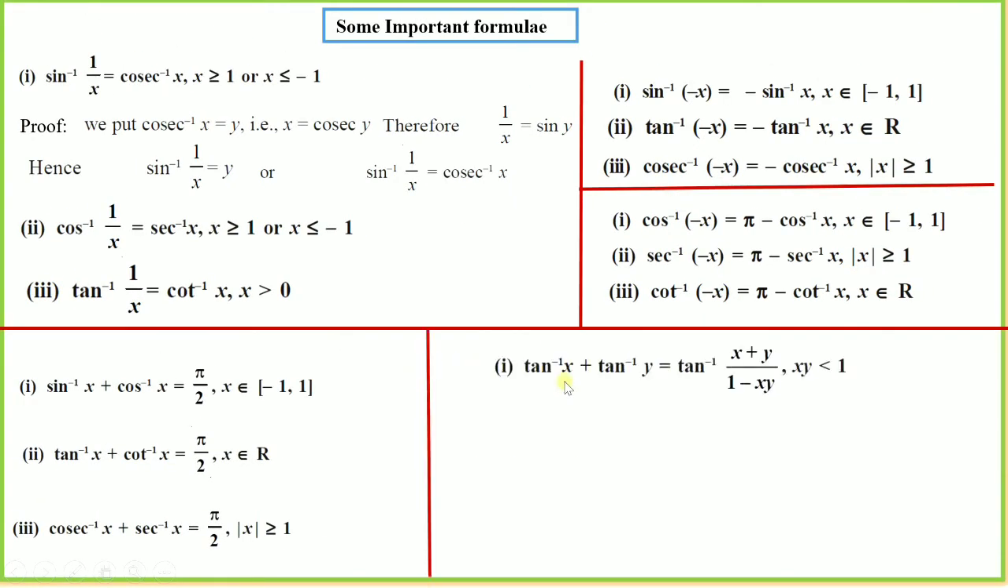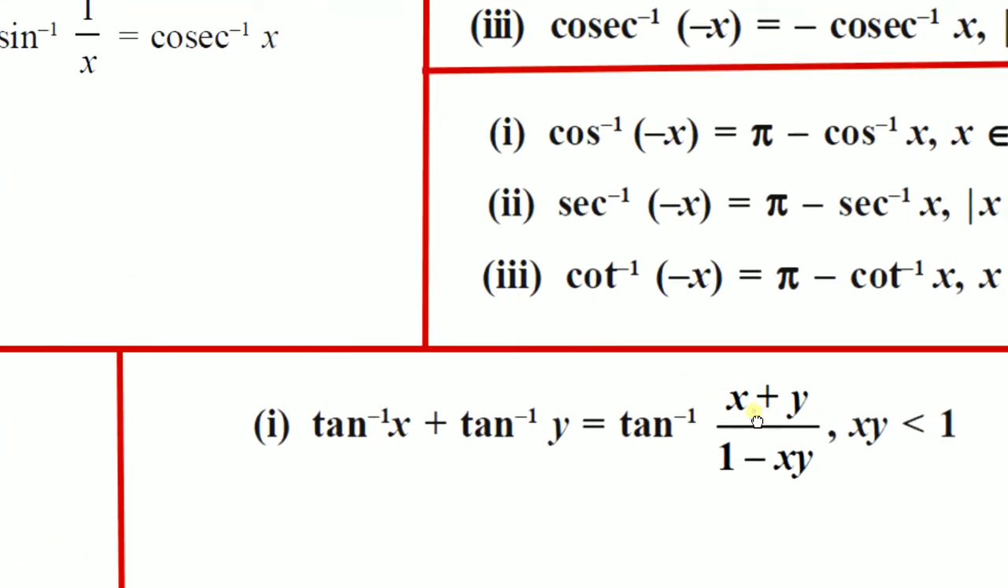The next set: I compare this particular formula with tan(a plus b). In general trigonometry, you had tan(a plus b) is equal to tan a plus tan b upon 1 minus tan a tan b. Tan inverse x plus tan inverse y is equal to tan inverse of x plus y upon 1 minus xy. Look here, this is something like tan A plus tan B upon 1 minus tan A tan B.